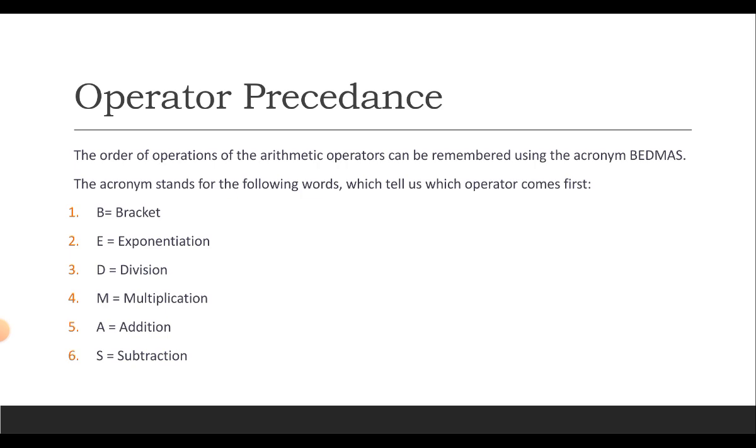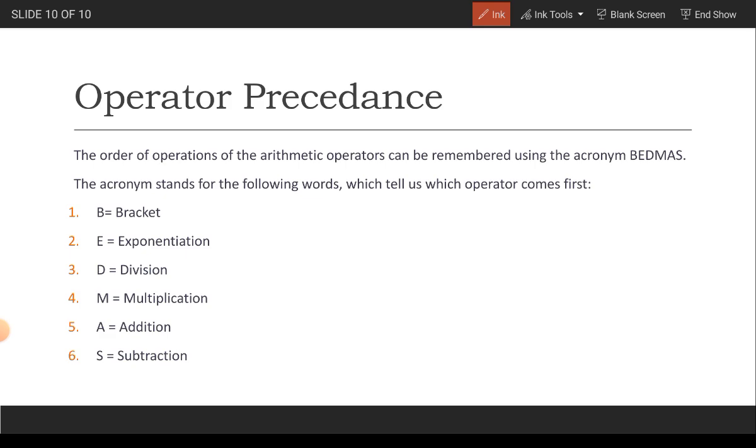Now the operator precedence. What does operator precedence do? The order of operations of arithmetic operators can be remembered using the acronym BEDMAS. The acronym stands for words which tell us which operators come first. Suppose we have been given an expression and we want to evaluate it. Earlier we used to study this as BODMAS, and in the same way here it is BEDMAS.